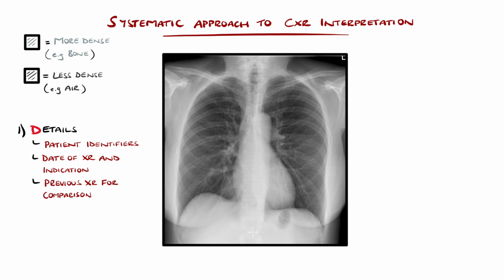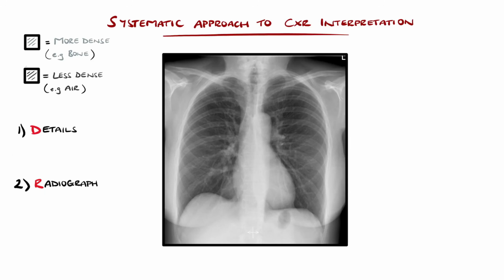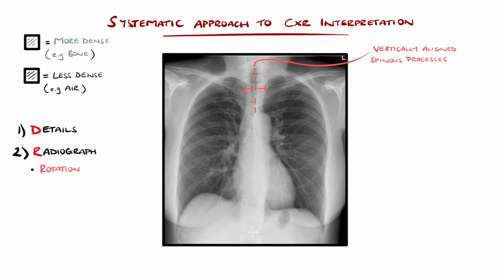R stands for radiograph, where the quality of the image should be assessed before interpretation. And the mnemonic RIPE can help you remember how to do this. R is for rotation, where we look to see if the spinous processes are vertically aligned and are the medial ends of both clavicles equidistant from them.